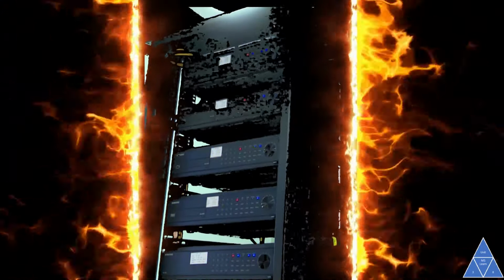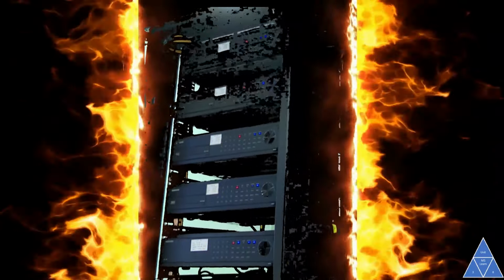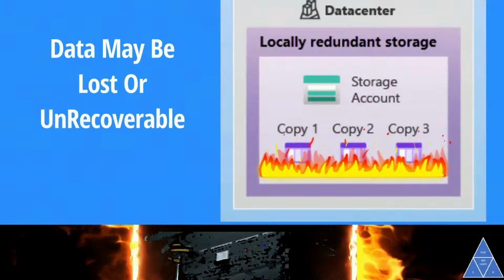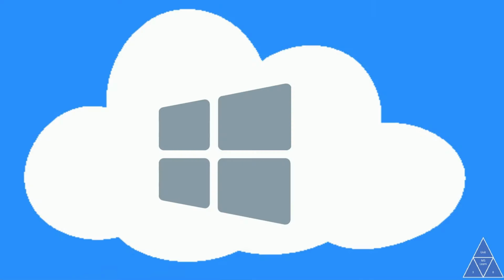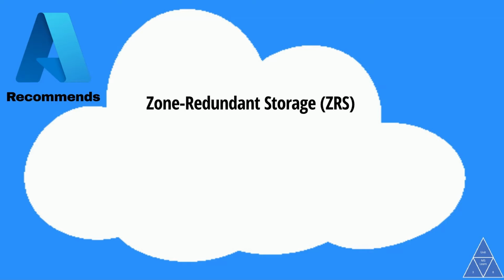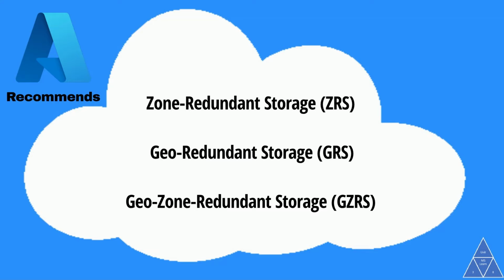However, if a disaster such as a fire or flooding occurs within the data center, all replicas of a storage account using LRS may be lost or unrecoverable. To mitigate this risk, Microsoft recommends using Zone Redundant Storage, ZRS, Geo-Redundant Storage, GRS, or Geo-Zone Redundant Storage, GZRS.